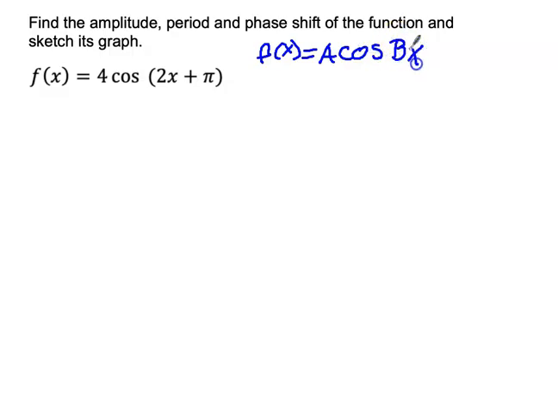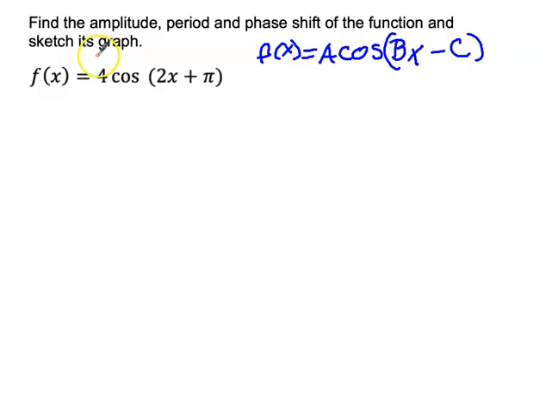bx minus c. This number a would represent the amplitude, the b will help us to find the period, and c, the bx minus c, will tell us whether the function is shifted to the right or left. So let's get started with the amplitude.